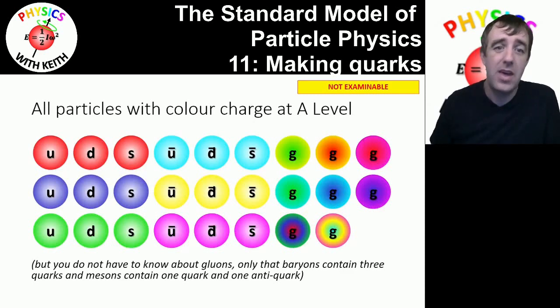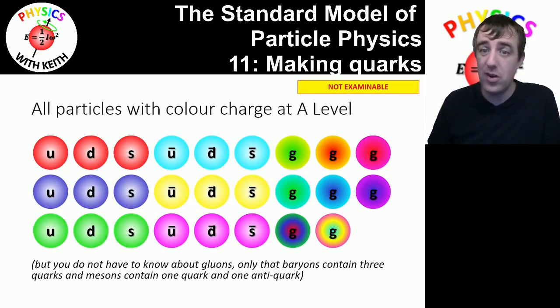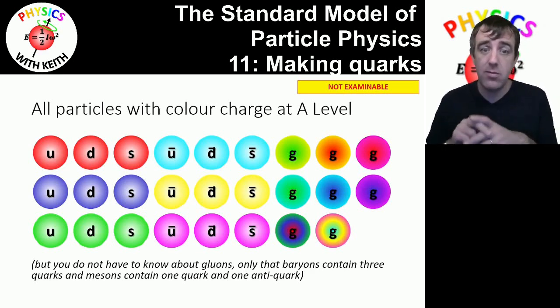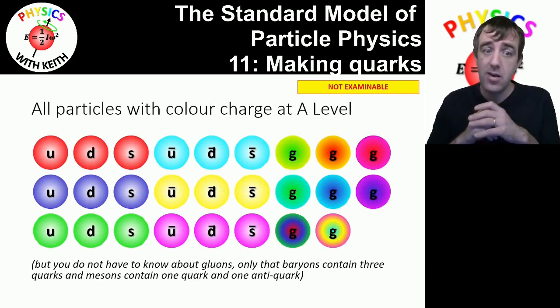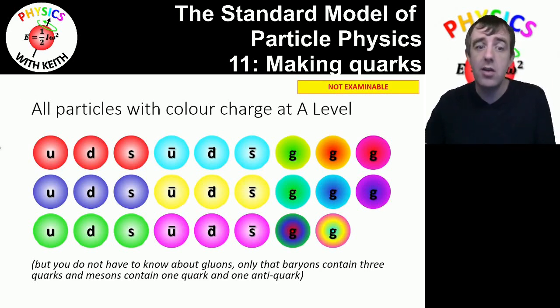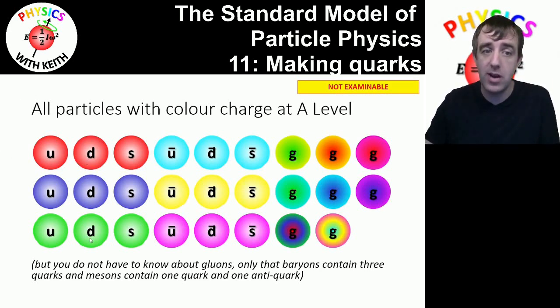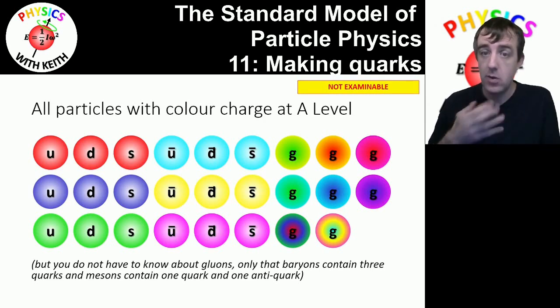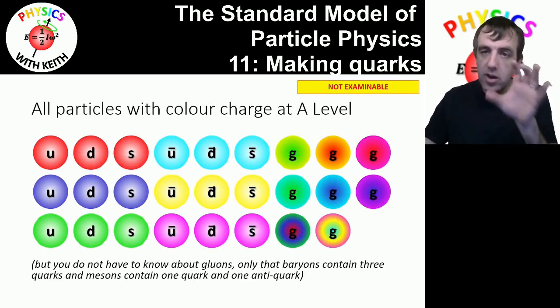Okay. If we did want to have some sort of visual representation of these quarks and gluons, then for A level, this is what it looks like. Notice I haven't included the charm quark, the top quark, or the bottom quark here. But I have included the 3 different colours of up, the 3 different colours of down, the 3 different colours of strange, the 3 different colours of anti-up, anti-down, anti-strange, and all 8 gluons, whatever they are. It looks like quite a lot.